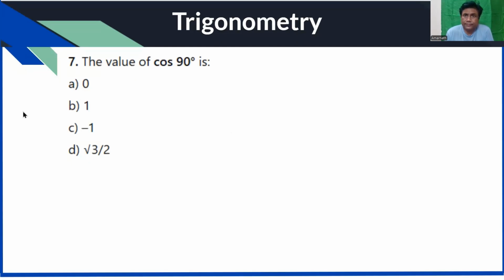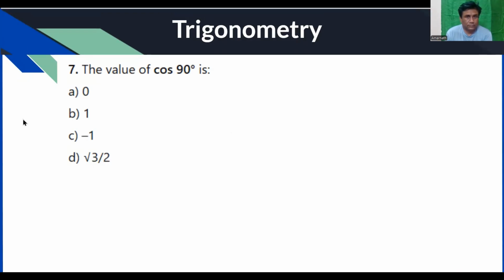The value of cos 90 is, yes, correct. So whenever you get a trigonometry question, immediately you plot the table. Please write the table and just paste it in front of your reading table. So cos 90 is 0.